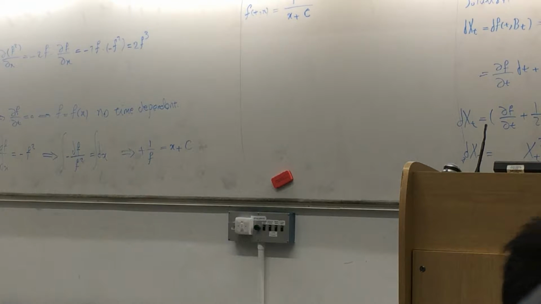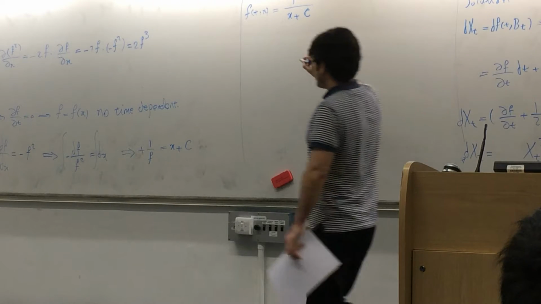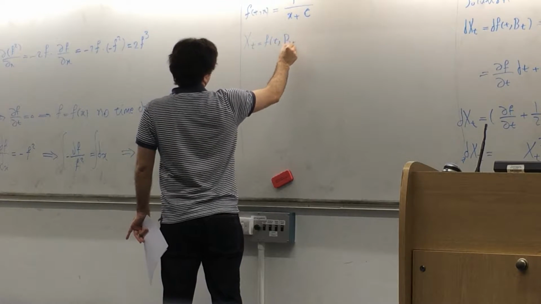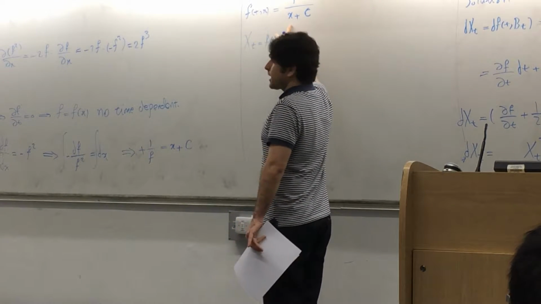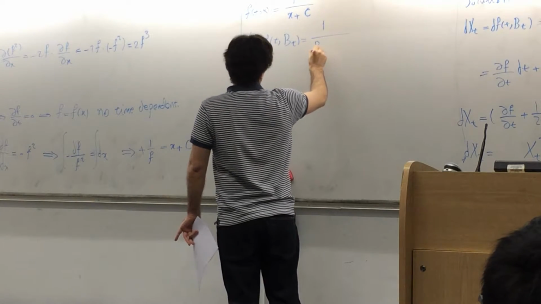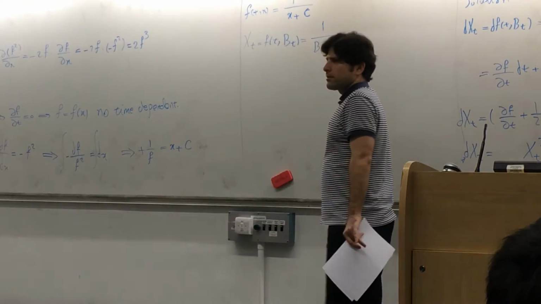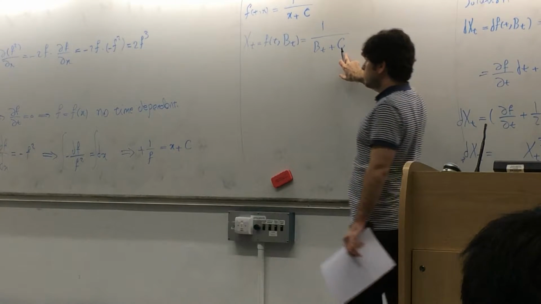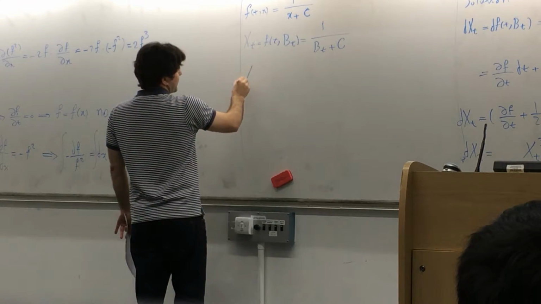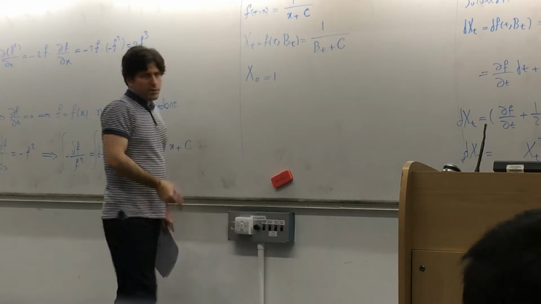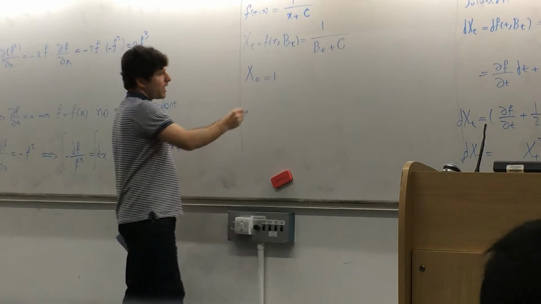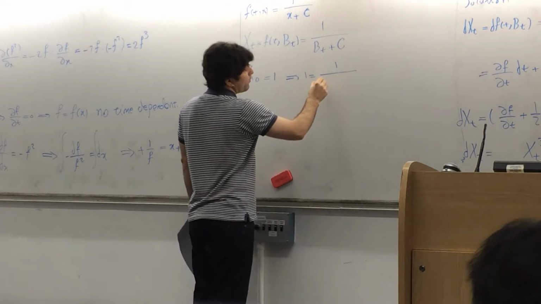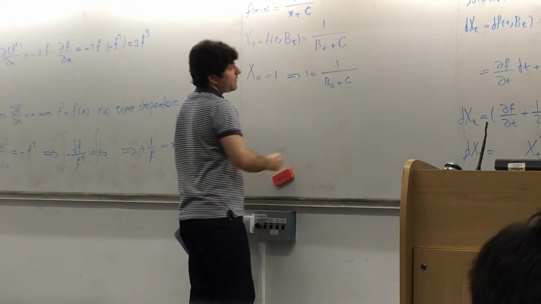But I want the solution of my problem. Remember, the solution was X_t equal to f of t and B_t. So substitute this x by B_t, it gives you the solution 1 over B_t plus c. Okay. Now I need to obtain c. So how do you obtain the c? We know that X_0 is equal to 1. That was given by the problem. So let's calculate this for X_0. So it would be 1 equal to 1 over B_0 plus c.